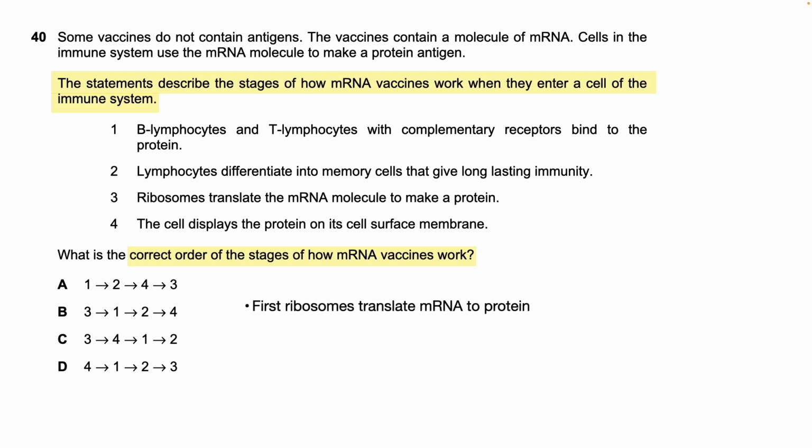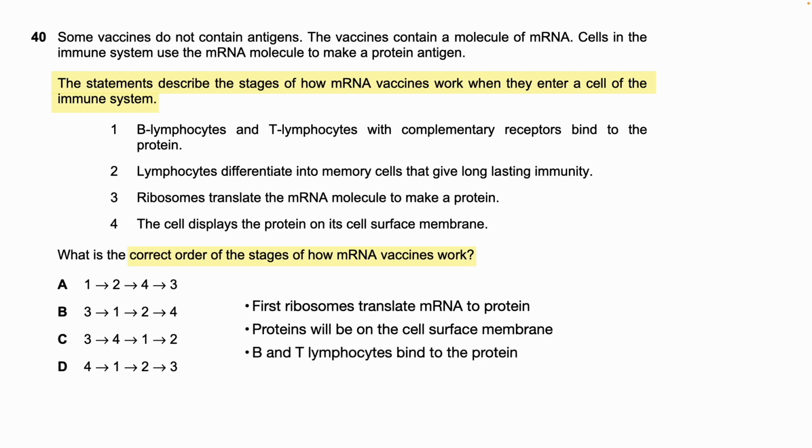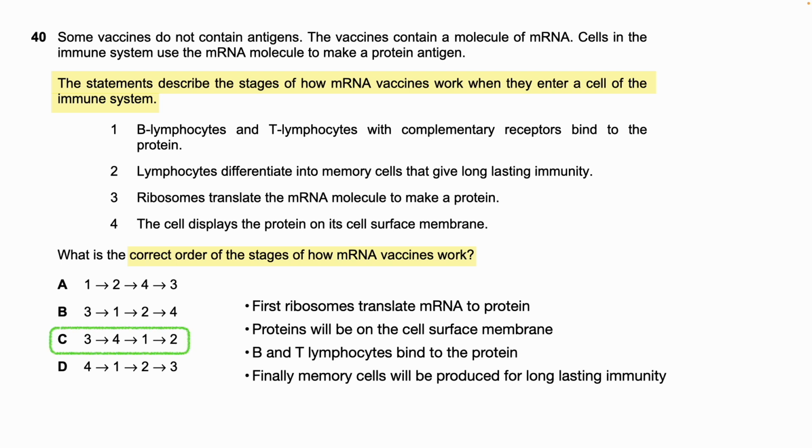First, ribosomes translate mRNA to protein. The protein will be on the cell surface membrane. B and T lymphocytes bind to the protein. Then finally memory cells will be produced for long lasting immunity. So the answer is C, 3 4 1 2.